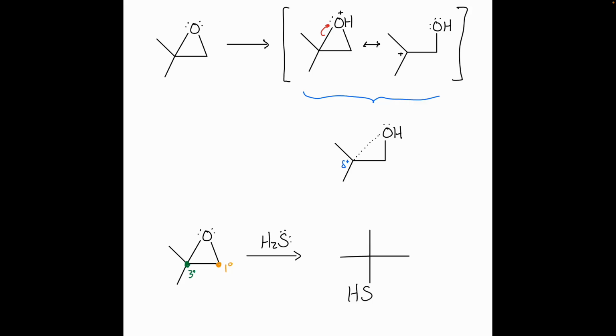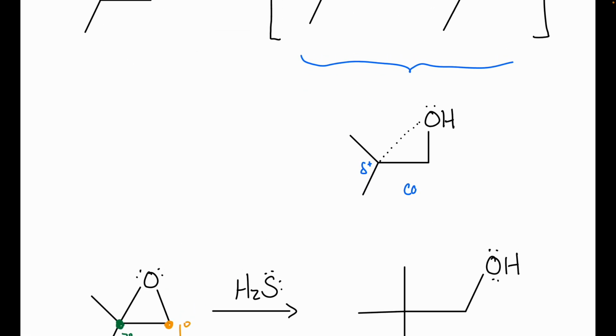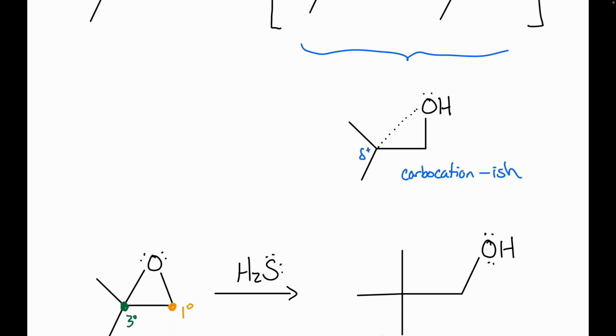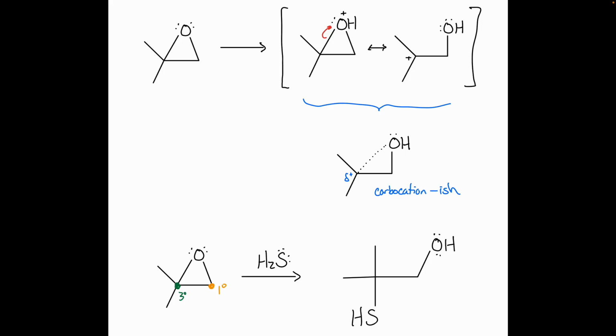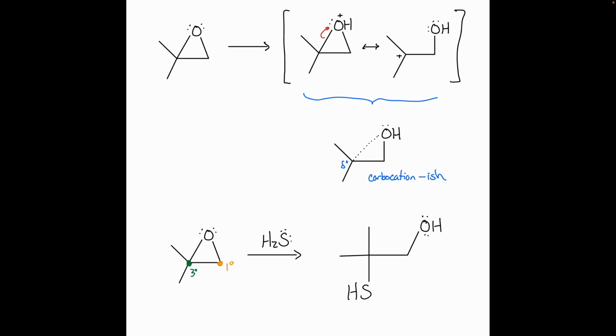Right? It's almost carbocation-ish. In fact, that's a great way to think about this. We're going to call this intermediate that we produced carbocation-ish. Which is why our nucleophile attacks at that particular position.